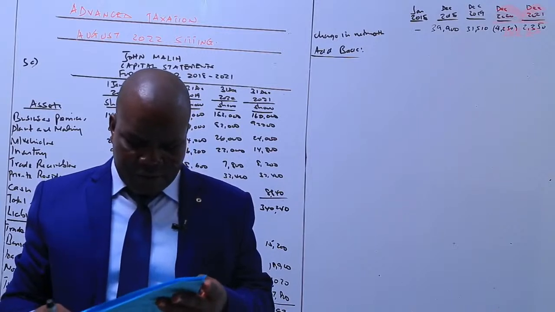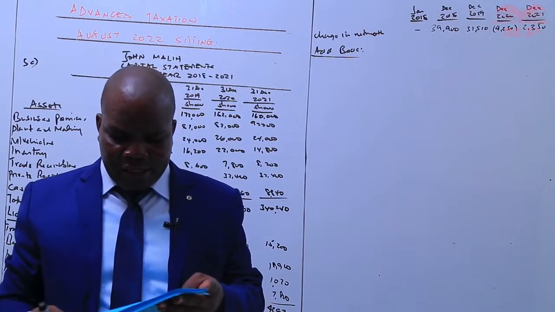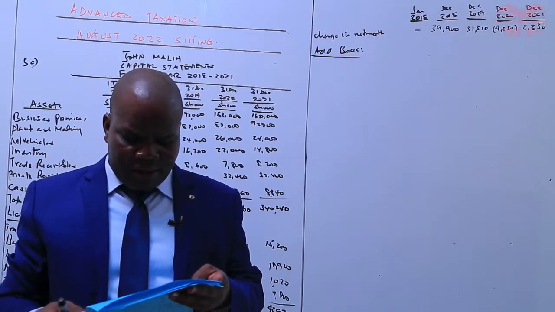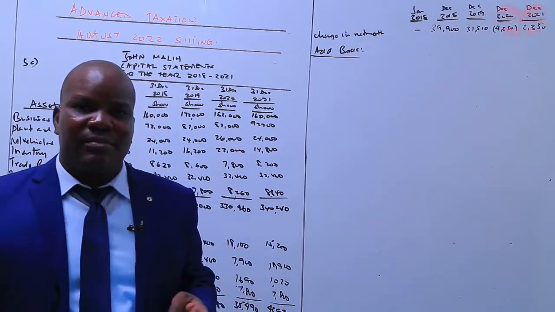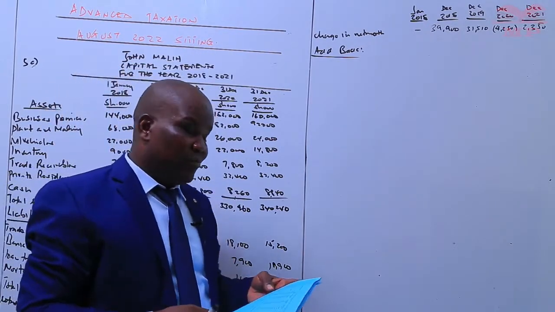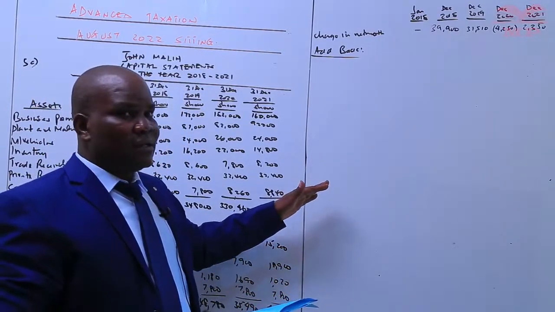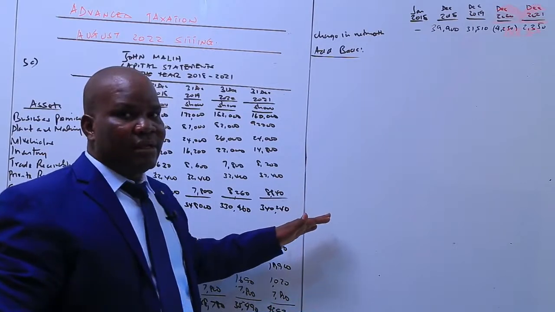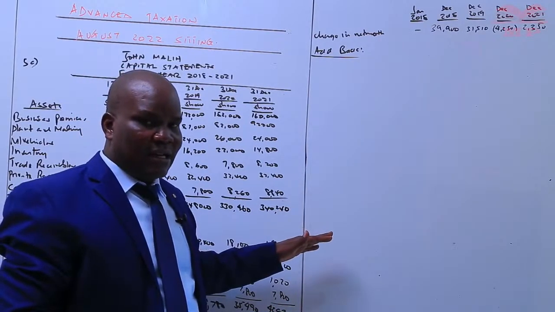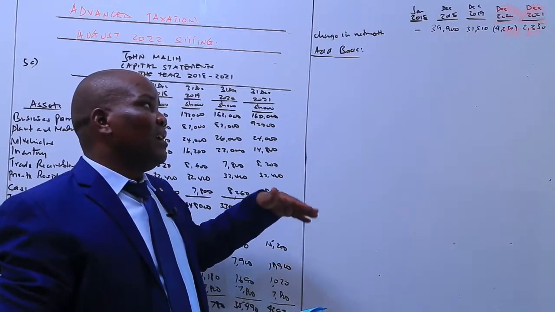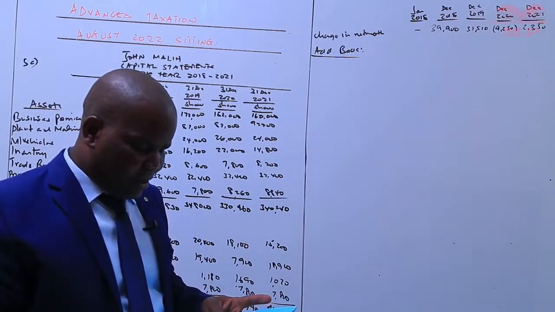Information 3 says his personal expenses for each of the 4 years were as follows. Now, personal expenses are not allowable expenses for business purposes. So the assumption here is this taxpayer used business money to meet his personal expenses, and because such are disallowable expenses, we shall have to add them back so that we determine the correct profit for each of the years.